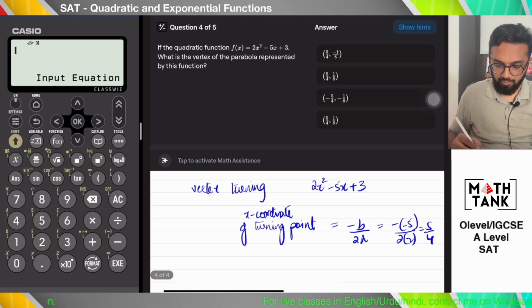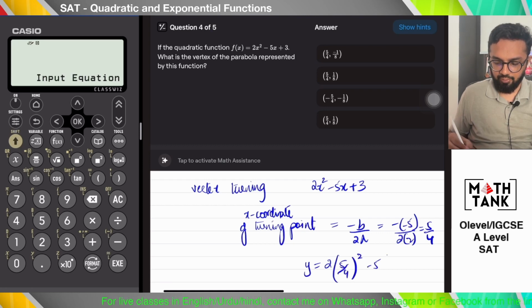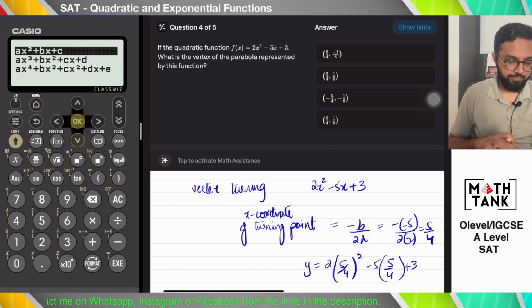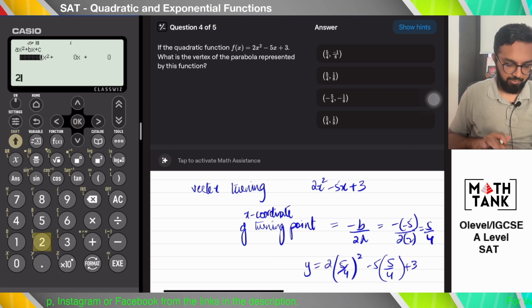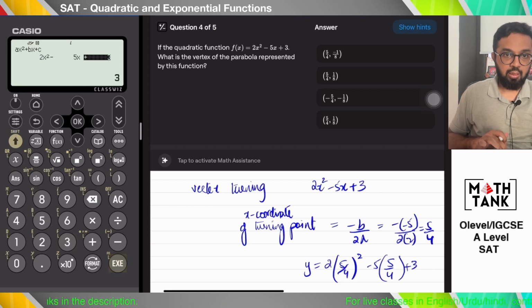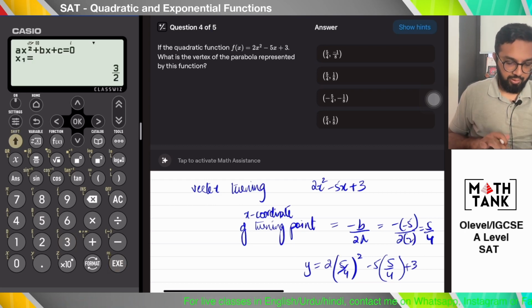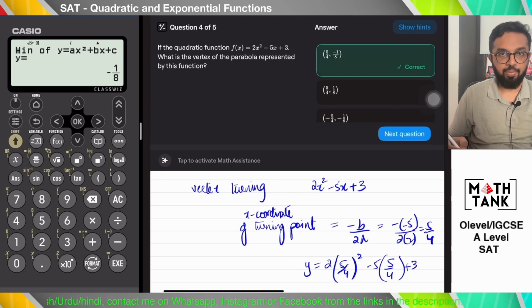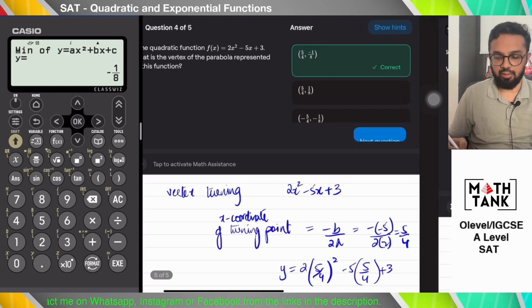Okay, how do you find the y coordinate? You just plug that x coordinate in. Okay, so if I really have to use my calculator, why don't I just use it directly on the quadratic solver, and that's going to tell me the turning point. So 2, minus 5 and 3, and 5 over 4 is the x coordinate, and minus 1 over 8 is the y coordinate. Okay, so all of this can be done directly on your calculator.